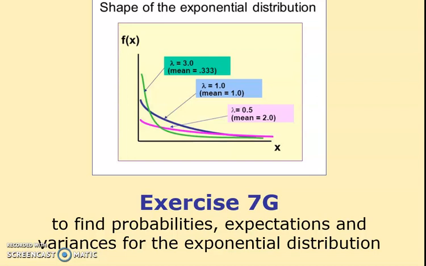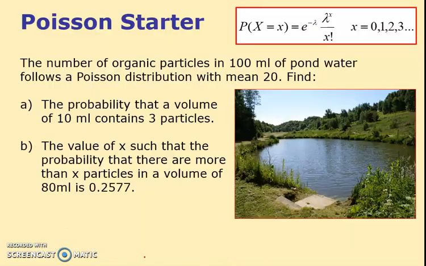Hello, more statistics today. Exercise 7G, exponential distribution. So one thing we've seen before is something linked to this, and it's called the Poisson distribution. And the exponential distribution is linked to that. So I'm going to start off with an example.